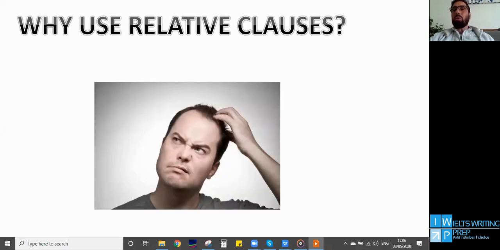So why use relative clauses? What's so important about these? Why should we use them? Why should we use these complex sentences? What is it about these relative clauses that will help us in IELTS? Can you think of some reasons?